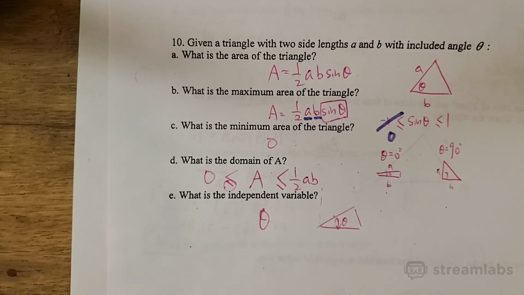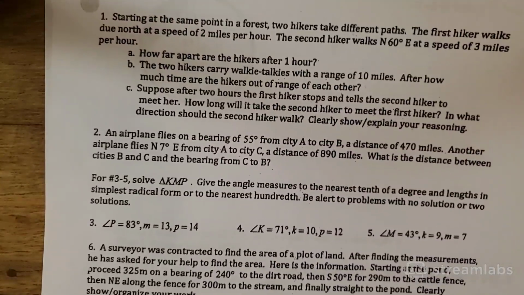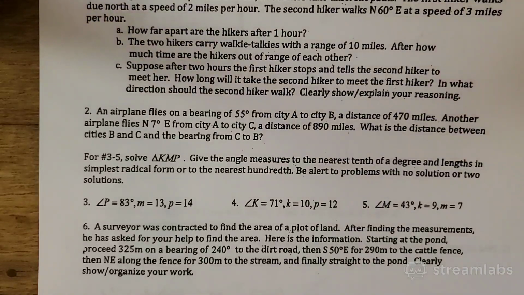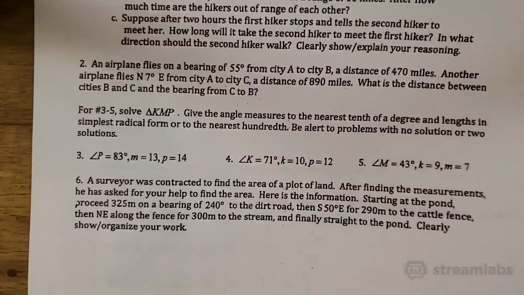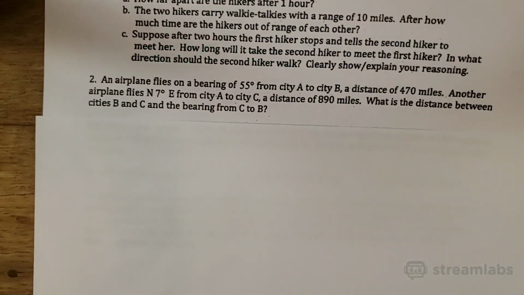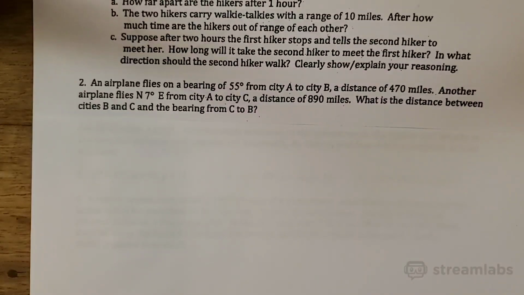All right, number 2 and 6 on the review. So we're going to go to the review part, which is this part. Number 2 first. I'm going to use a different piece of paper because it's going to take some room. So it's an airplane problem. It says fly on a bearing of 55 degrees from city A to B. The distance is 470.